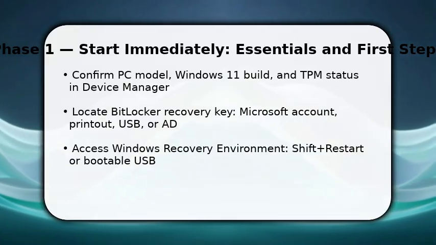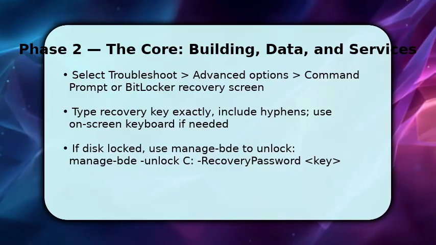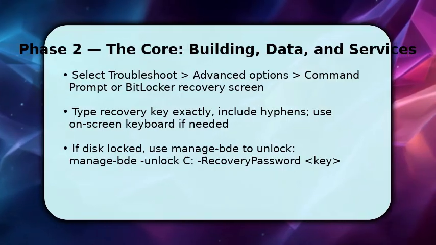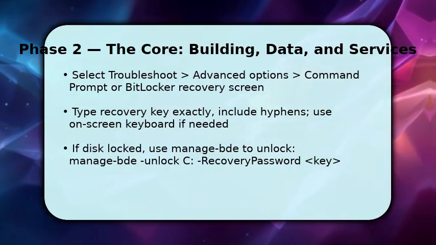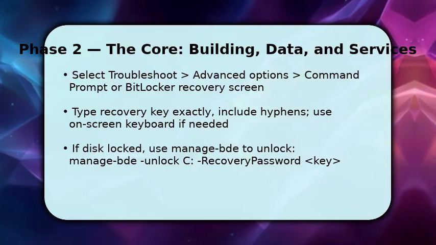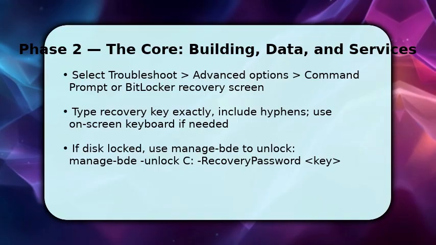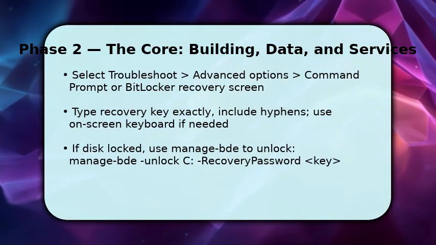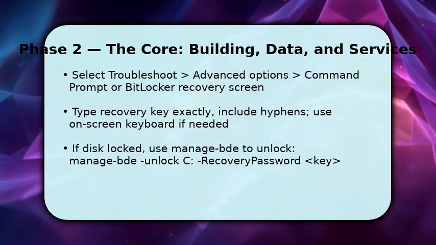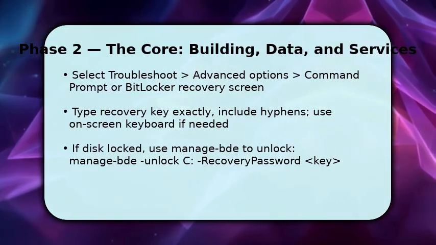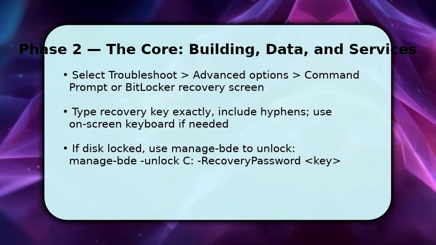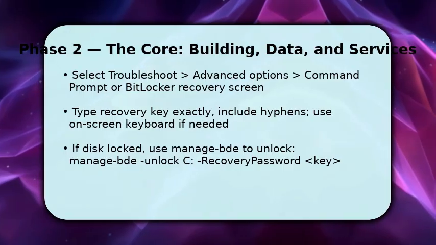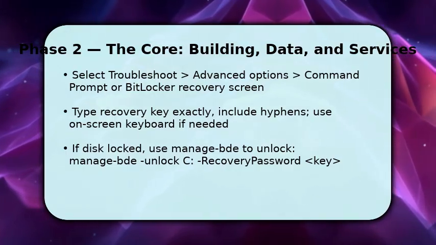Once you're at the recovery prompt, choose the BitLocker recovery option or open Command Prompt from advanced options. Type the 48-digit recovery key exactly as shown, including hyphens. If your keyboard misbehaves, switch to the on-screen keyboard. If the graphical path fails, run manage-bde -unlock C: -RecoveryPassword followed by the key, then run manage-bde -protectors -disable C: to temporarily suspend protection while you troubleshoot. Make sure you observe success messages. This confirms the drive is unlocked and accessible for next steps.